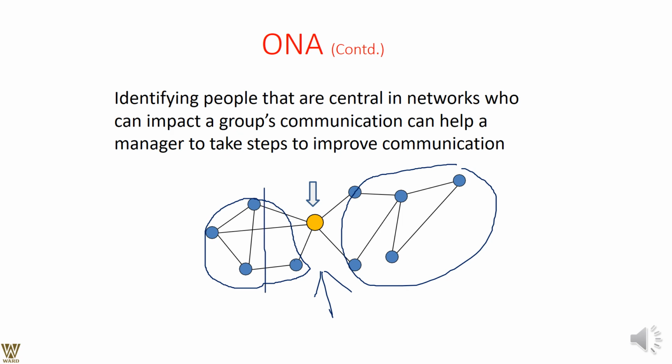Now this person doesn't interact directly. As a result, he becomes almost like an assistant to this particular gentleman or lady concerned. So ONA, organizational network analysis, is identifying the people that are central in the network who can impact a group's communication, and can help managers take steps to improve communication then and there. This is what we are looking at, right?